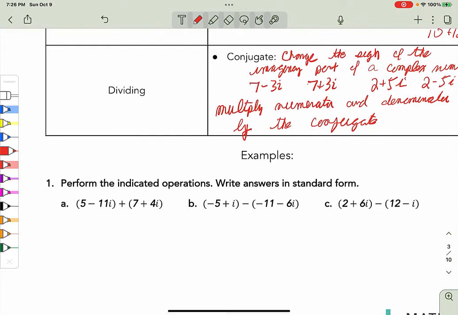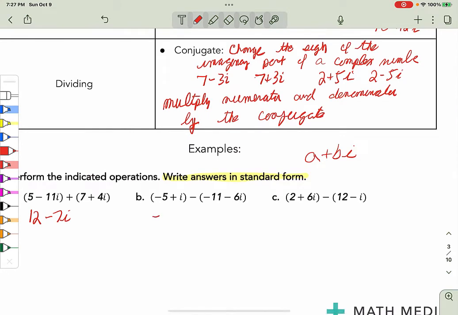So if I'm going to add and subtract these, again, the important thing is that we write the answers in standard form. And as you recall, standard form is a plus bi. So again, we combine like terms. So 5 plus 7 is 12. Negative 11i plus 4i is minus 7i. That's all there is to it.